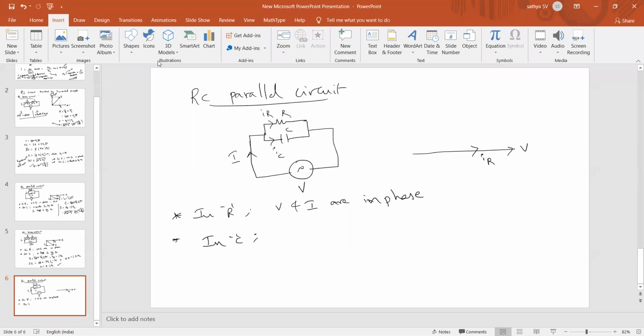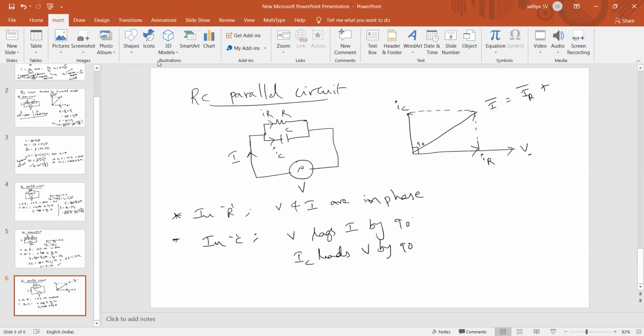Then in the case of a capacitor, always voltage with respect to current lags I by 90 degrees. Right. V lags I by 90 degrees, or I leads V by 90 degrees. So I leads means IC here, the capacitor current. So IC leads by 90 degrees with respect to voltage. Now the reference vector is the total current, that is IR plus IC at an angle of 90.